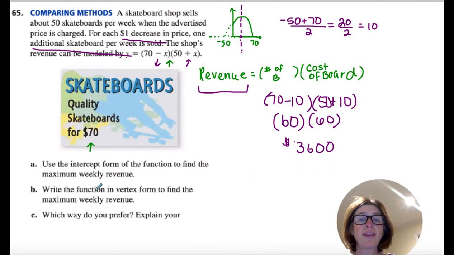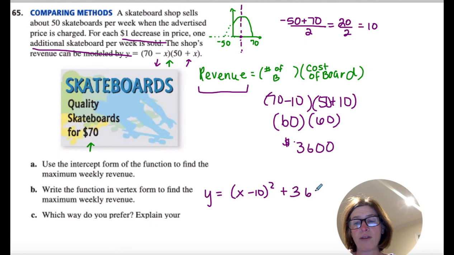And then it says write the function in vertex form to find the maximum weekly revenue. So if you wanted to write this in vertex form, what would you have to do? You would have to multiply it out and then solve by completing the square. And that would take a ton of work. Or, since you have the vertex, you could jump right to vertex form and do x minus 10 squared plus 3,600. All right, that's it.